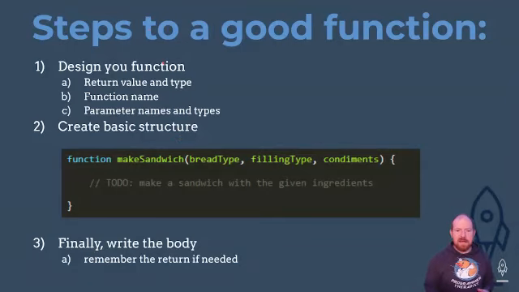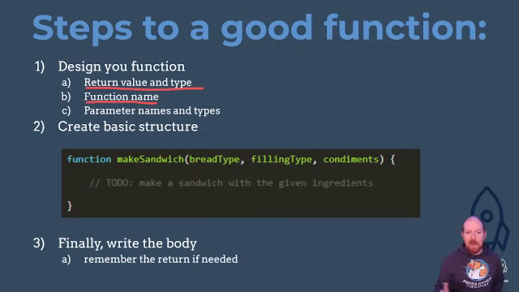This is just straight from the textbook. I'm going to put my little twist on it, but that's it. There's 3 steps that they said. They said to design your function. So what do you want your function to do? And these are the 3 things that you're thinking about. How are you best going to name your function? What type of things are you wanting from your function, meaning value and type? And then what kind of parameters are you going to need to be able to do that thing?